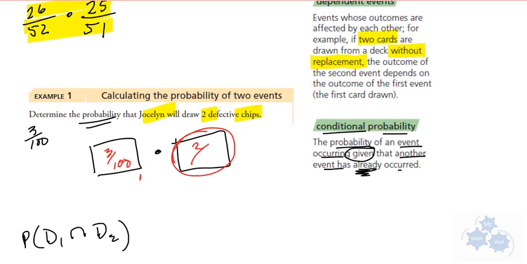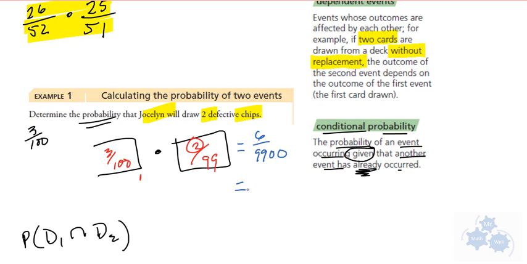Okay, so what should go here then? 99, yeah. See, we've got one less defective chip, and we've also got one less chip in the box. Make sense? Okay, not that hard, right? Conditional probability, not that bad. All right, so we multiply those together, and then, yes, we should get our probability. So what is that in simplified terms? What do we get? 6 over 9,900.